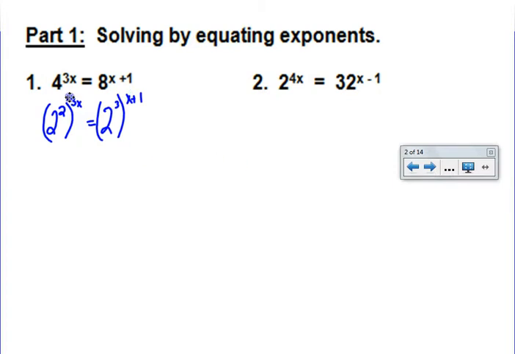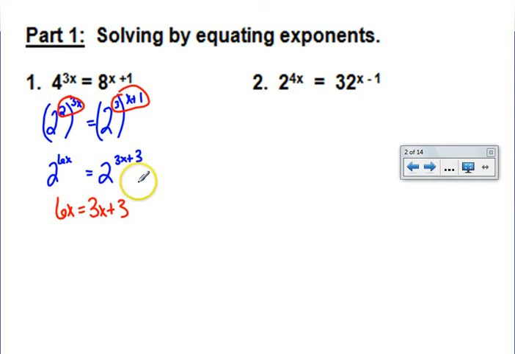Now use your properties of exponents that says exponent on top of exponent, we are supposed to multiply these together. So this becomes 2 to the 6x. And then 2 to the, be careful, this is a distribution problem, 3x plus 3. Now since these are now the same base, the only way for these to be equal is for the exponents to be the same thing as well. So we're going to set up an equation that says 6x must be equal to 3x plus 3.